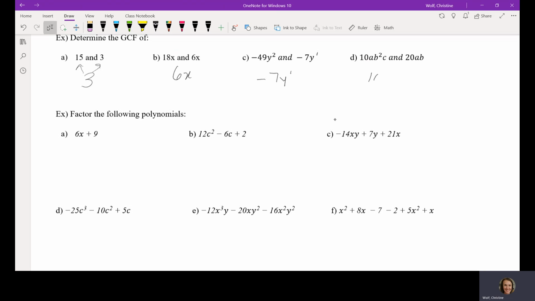So the greatest one is 10. I wouldn't choose 20 here because I can't divide 10 by 20, so I'm not going to choose that.